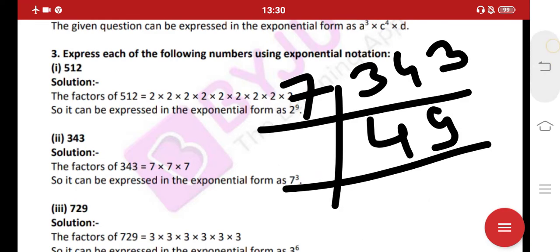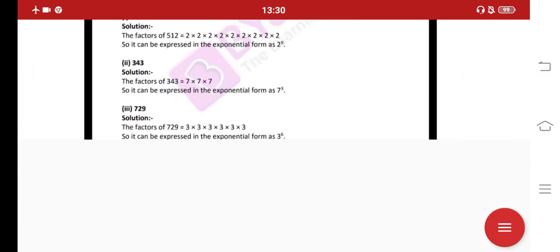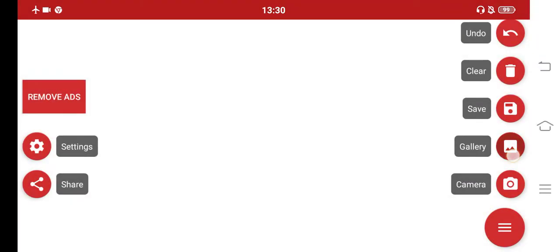Now what you have to do for exponential form? You will write 7 to the power 3. Likewise you will solve all the other options. Okay. This is our question number 3. Now let me show you what is given in question number 4.